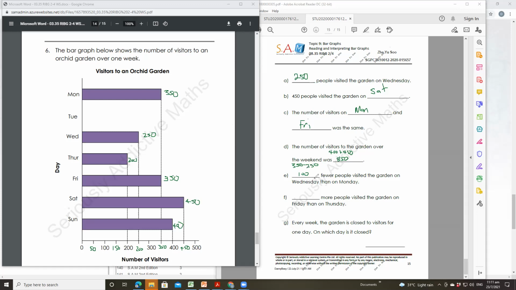Okay. All right. How many more people visited the garden on Friday than on Thursday? So we're comparing Friday and Thursday. So that's 350 minus 200. You get 150.